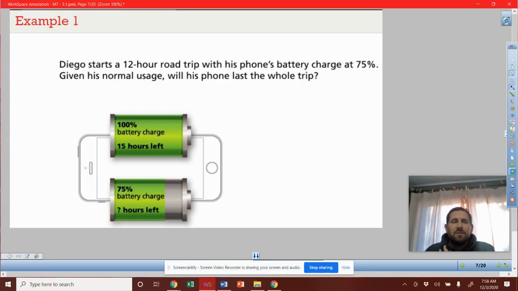So here's example 1. Diego starts a 12-hour road trip with his phone battery charged at 75%. Given his normal usage, will his phone last the whole trip? So we see his normal usage at 100%. He could do 15 hours. So at 75, he'll do what?